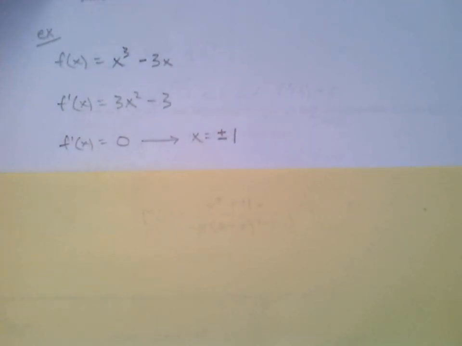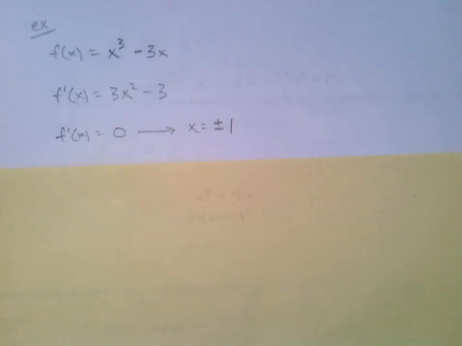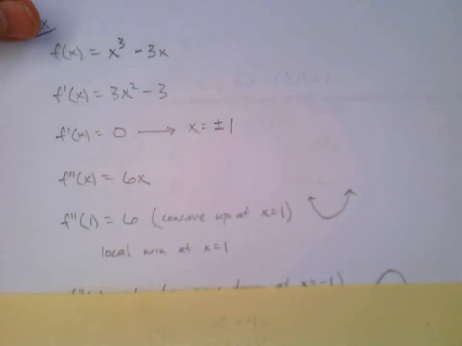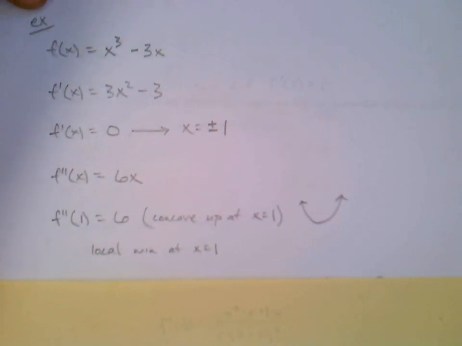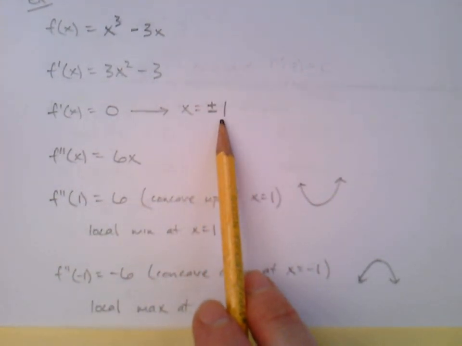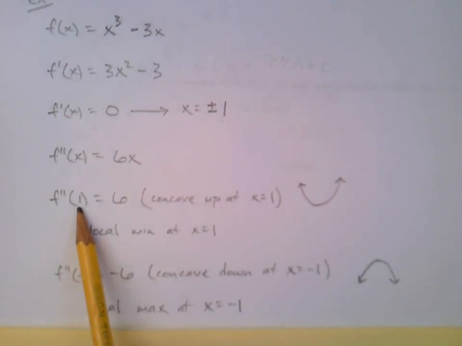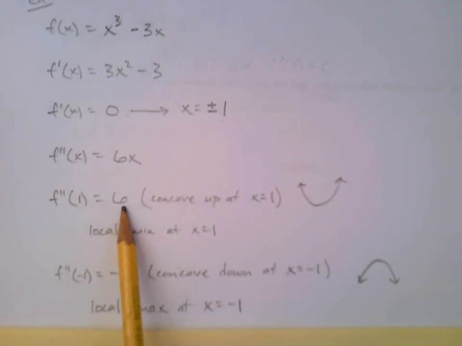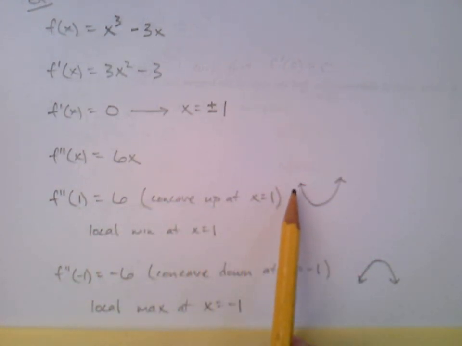So what are we going to do? To determine if they are maxes or mins, we're going to look at the second derivative. My first derivative is 3x squared minus 3. My second derivative had to be 6x. And I'll just show you everything. Let's take the positive 1 and put it into the second derivative. When I put positive 1 into the second derivative, I get 6. It's not the 6 I care about, it's the fact that it's positive. So I know it's concave up.